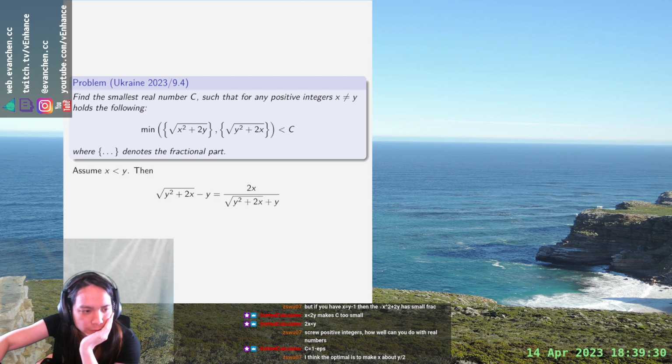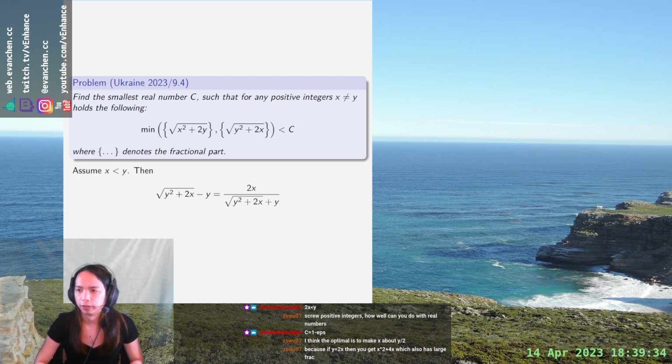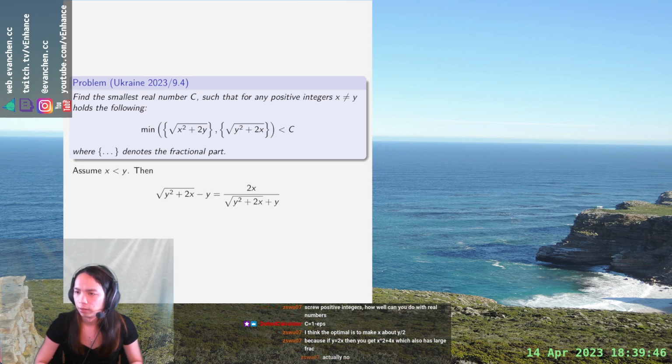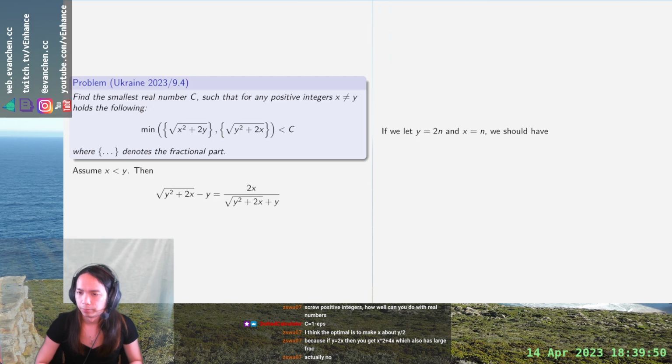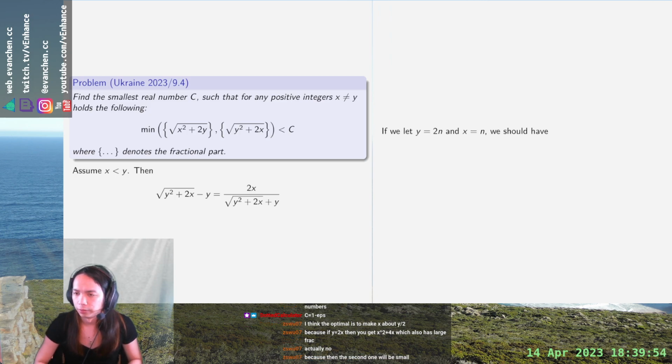Yeah, I would believe x about y over 2. In fact, why don't we just check that? We can just check that, right? We will actually just say if we let y equals like 2n and x equals n, we should have the square root of x squared plus 2y is equal to the square root.